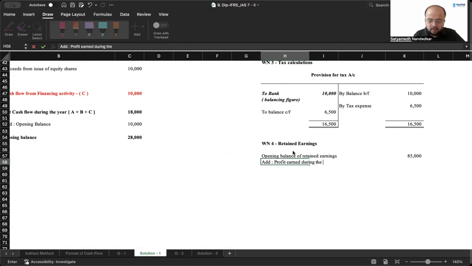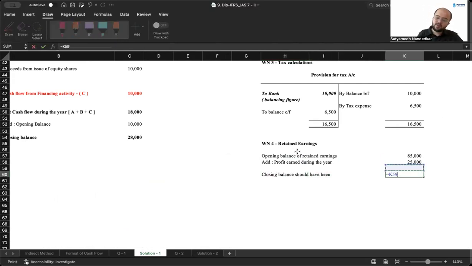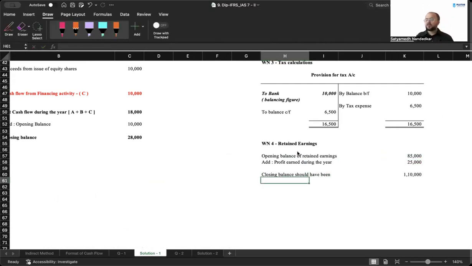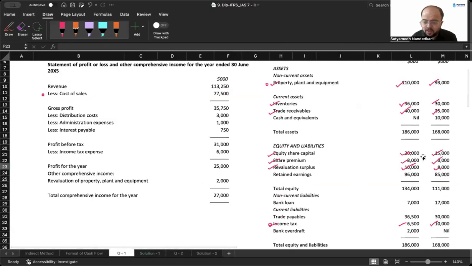What is my profit for the year? My profit for the year is 25,000. So I have an opening balance of 85,000. Profit for the year after deducting all expenses, income tax and everything, is 25,000. So opening balance of retained earnings 85,000, add profit earned during the year 25,000. That means closing balance should have been 85,000 plus 25,000, that is 1,10,000. This should have been your balance. How much is your balance? Your balance is 96,000.